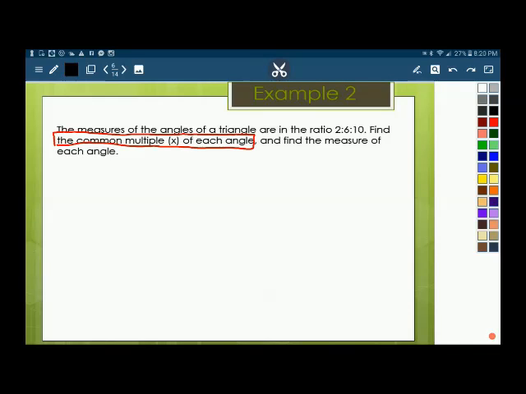So let's give ourselves a visual. Here's my triangle. What this is saying in this ratio is each of the angles has that number in it and is being multiplied by a common number, x. So this could be 2x, 6x, and 10x. Those are the three angles, and their numbers are being multiplied by some common number.